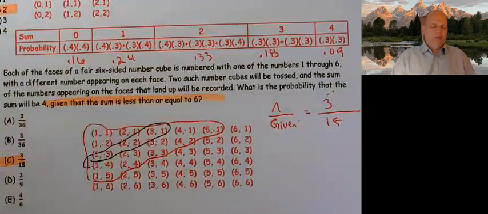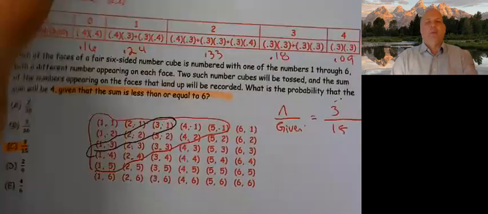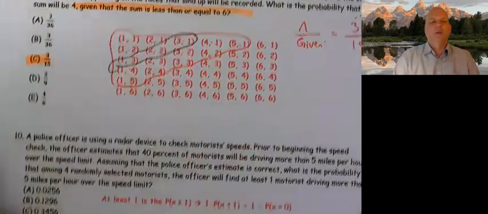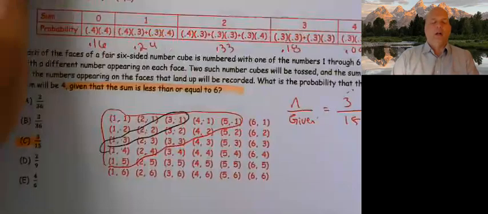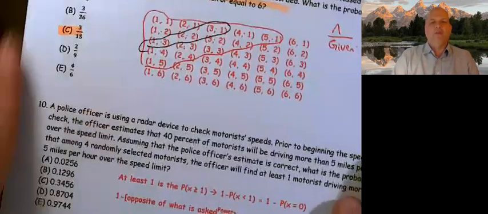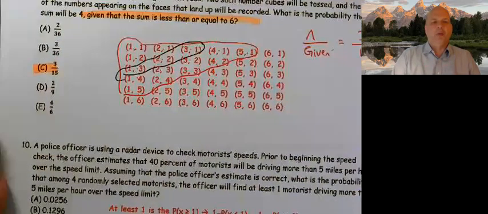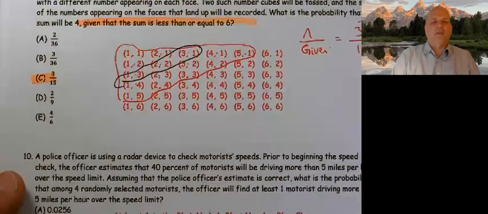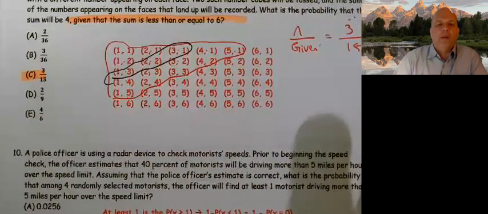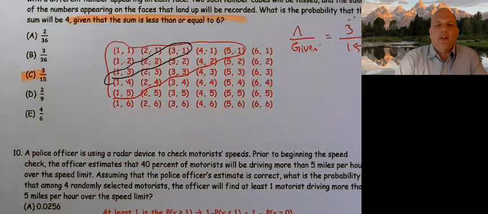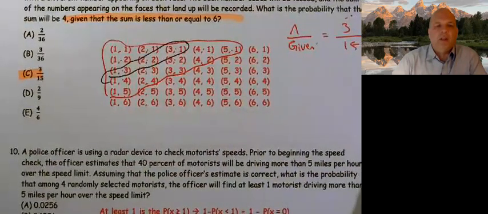All right, this next problem will be the last problem for this particular video. All right, so a police officer is using a radar device to check motorist speeds prior to beginning the speed check. The officer estimates that 40% of the motorists will be driving more than 5 miles over the speed limit. Assuming the officer's estimate is correct, what's the probability that among 4 randomly selected motorists, they will find at least 1?